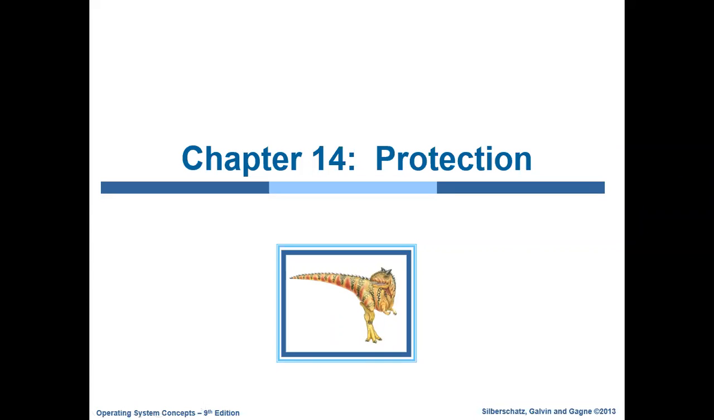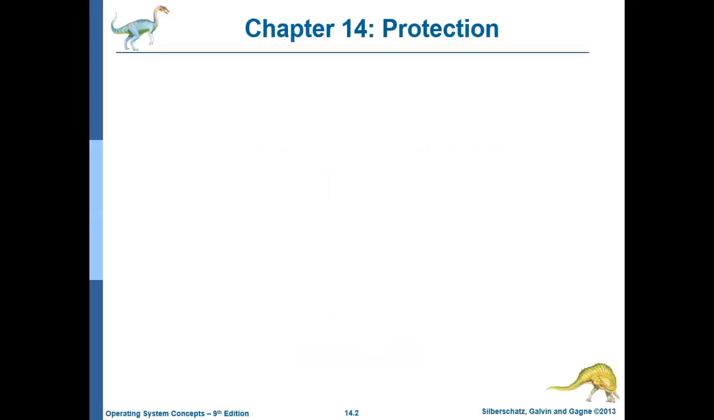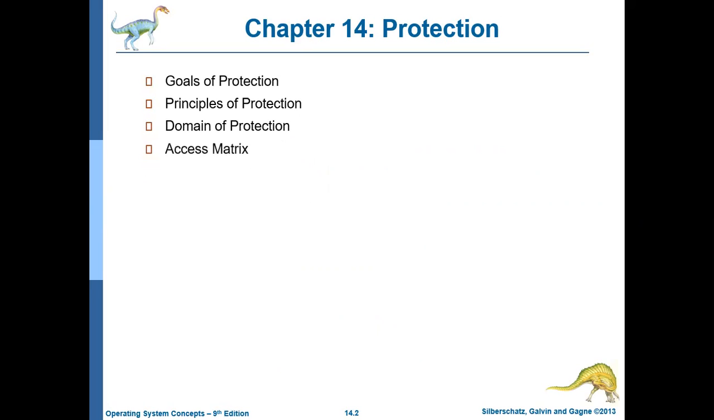Welcome. The topic we'll be discussing in this lecture is protection. Under this topic, we'll be discussing the goals of protection, the principles of protection, the domain of protection, and how protection can be achieved by using a concept called access matrix. And finally, we'll be discussing the implementation of access matrix.